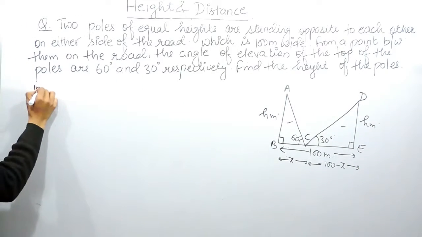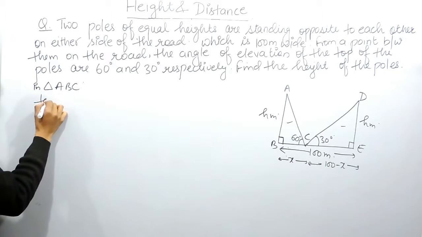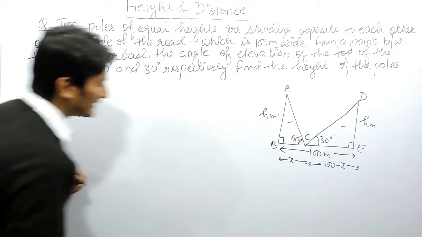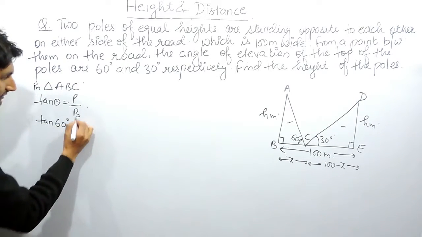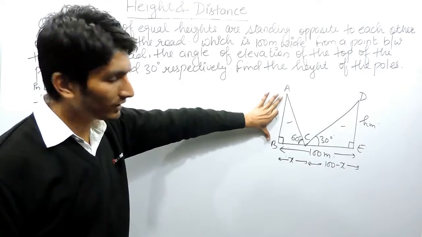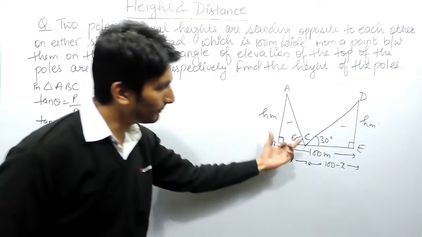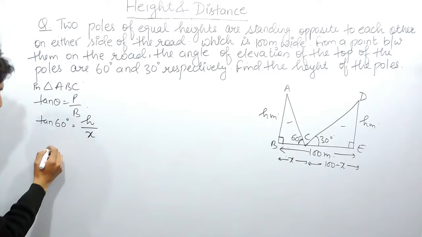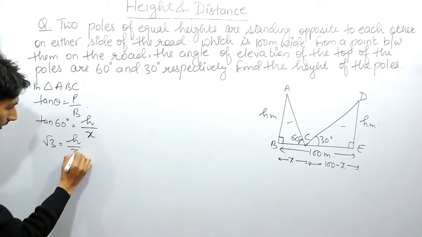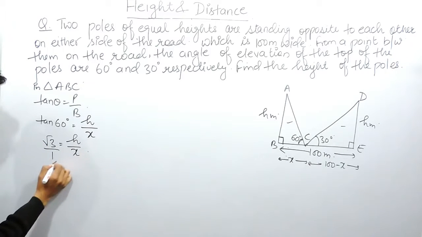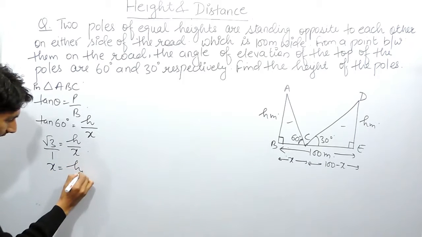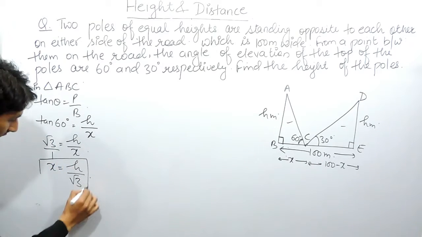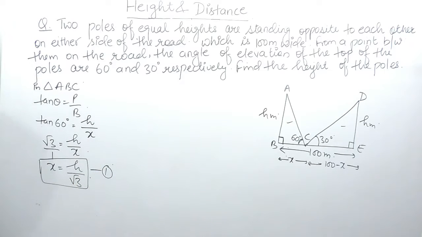So in triangle ABC, I have to find the ratio for tan theta, that will be equal to perpendicular upon base. Here for this triangle, theta is given to you as 60 degrees. So I have to find the value of tan 60, that will be equal to perpendicular upon base. Here the perpendicular is h, which is the side opposite to this theta, and the base is x meters. Now the value of tan 60 is root 3. If I cross multiply this, and replace these two values, the value of x will be equal to h by root 3. So this is our first equation.